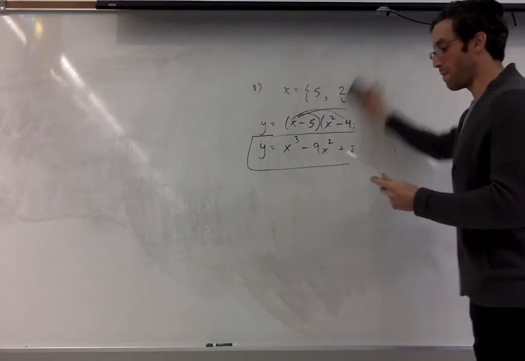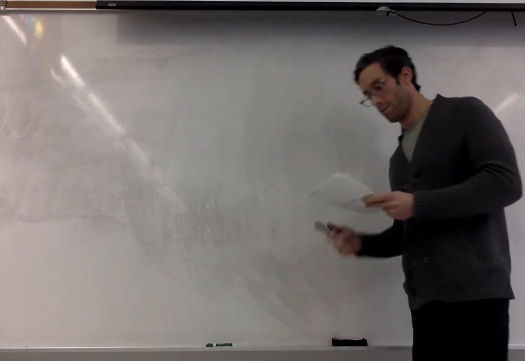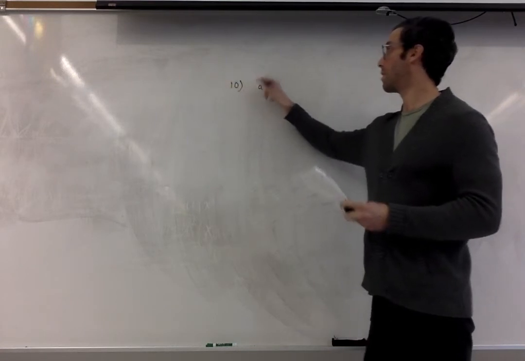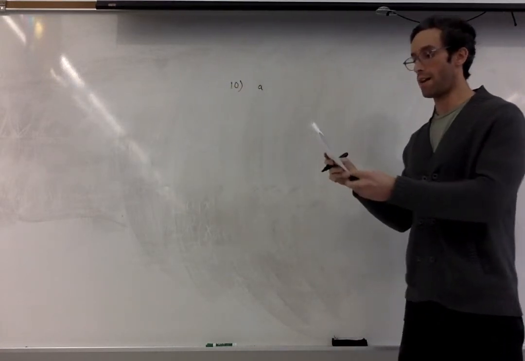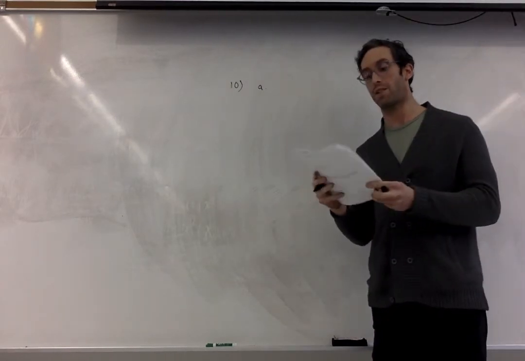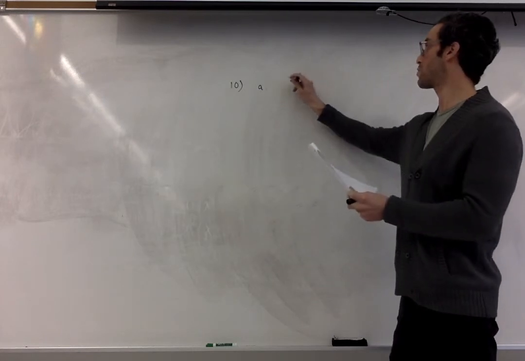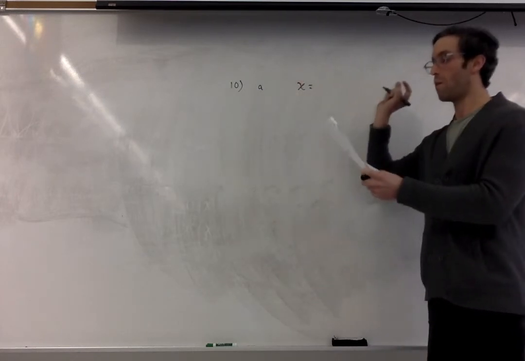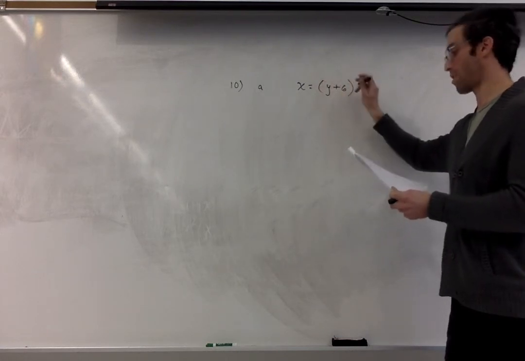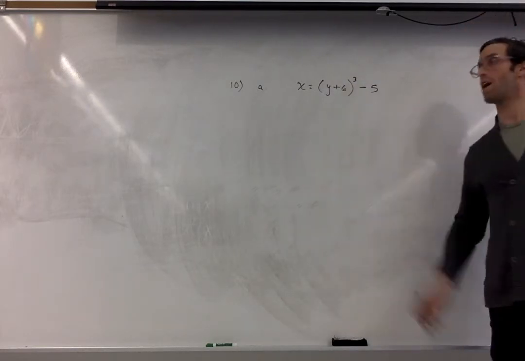Number 10, inverses. Maybe we won't do all 3 of these, but let me see. Well, why not? They don't take too long. 10a, the inverse of, all right, I'm not going to write down the problem itself. f of x equals x plus 6 to the third minus 5. So first thing we do to write the inverse equation is to switch x and y. So instead of y equals, I'm writing x equals y plus 6 to the third minus 5, all right? And then just solve for y, right?